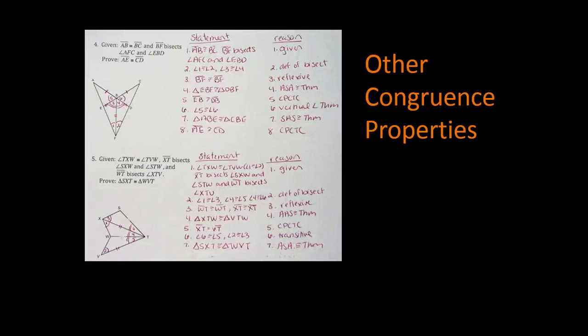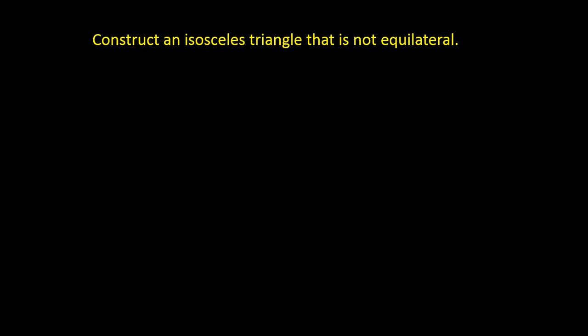Let's talk a little bit about congruence and look at one more construction before we start to look at some proofs. So let's start by constructing an isosceles triangle that is not equilateral.